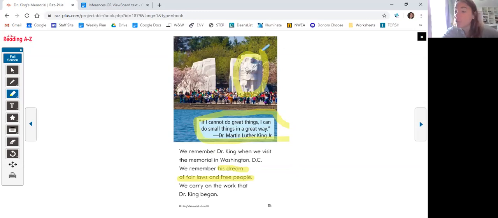This is one of my favorite quotes. Let's go ahead and read this box all together. On two, 1, 2. If I cannot do great things, I can do small things in a great way.